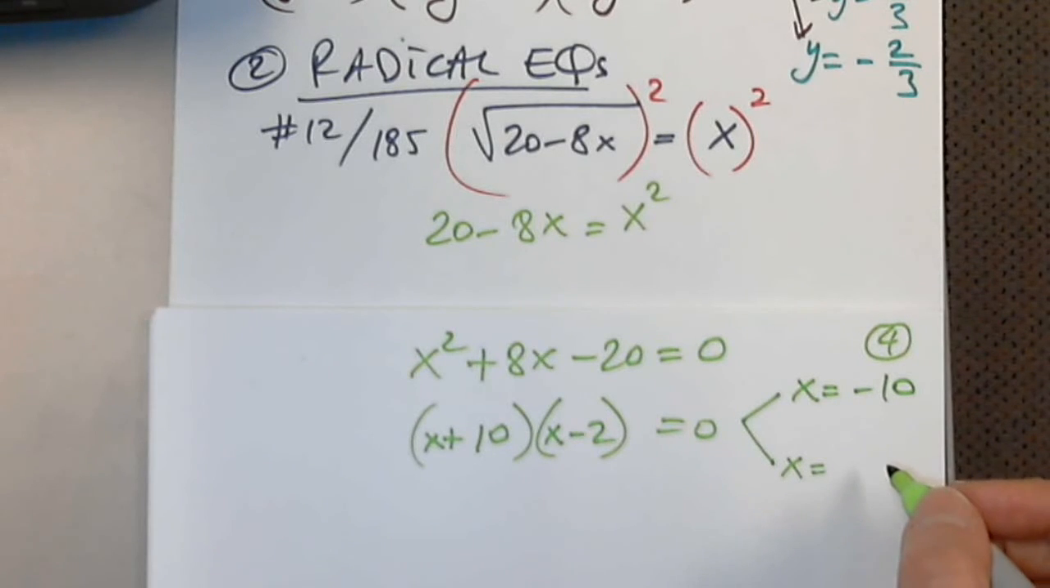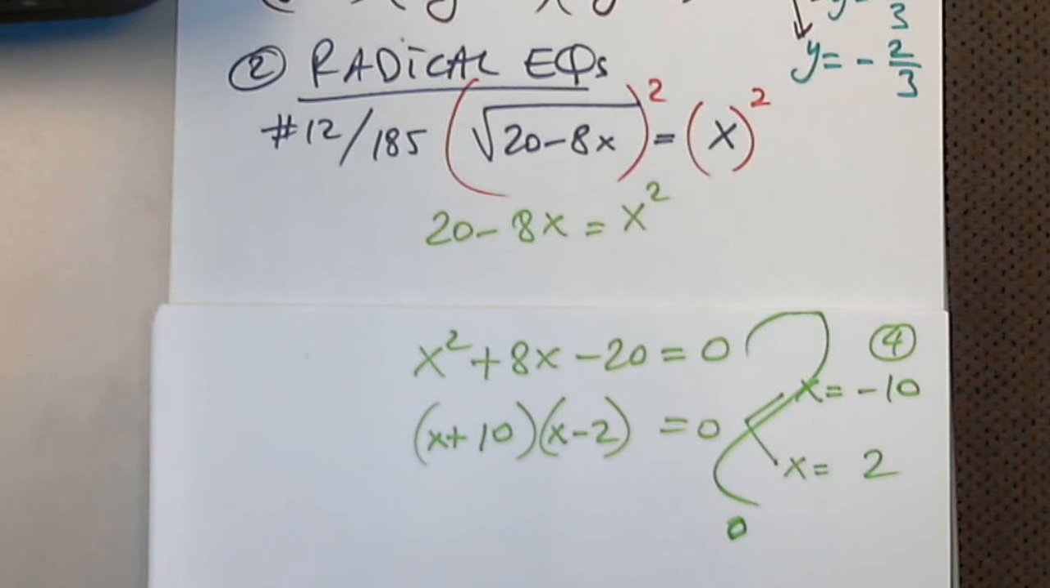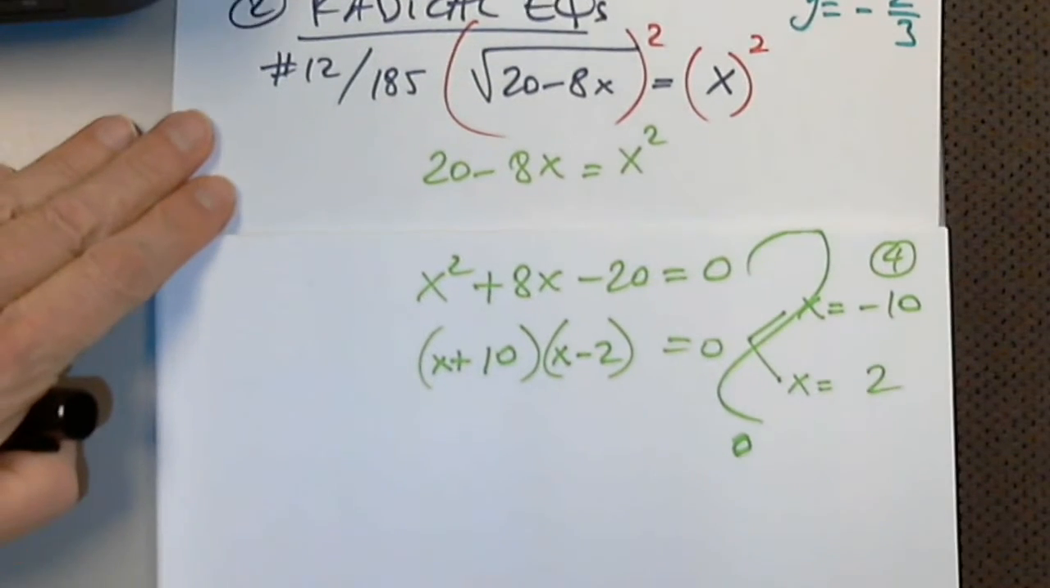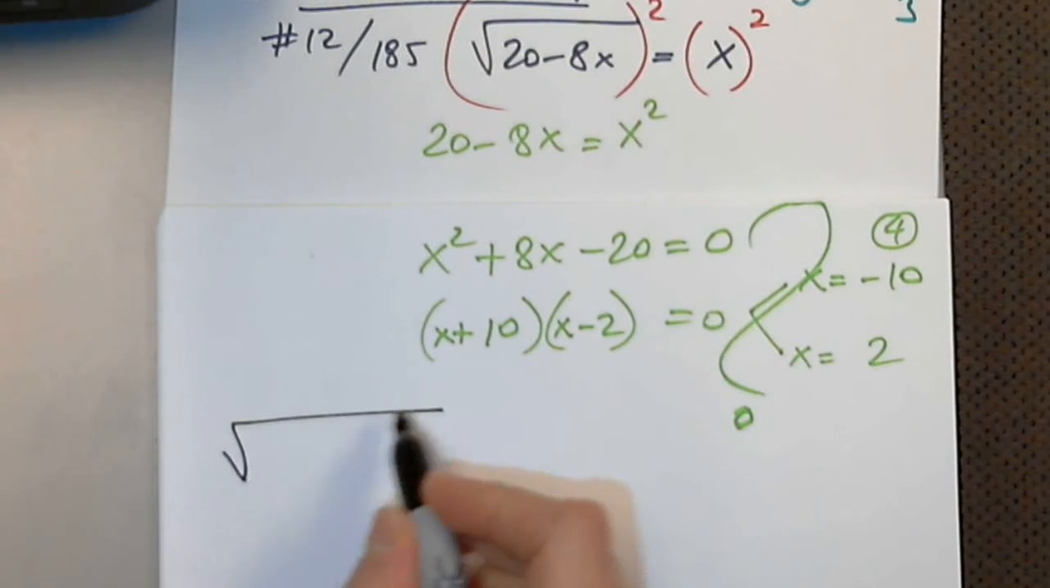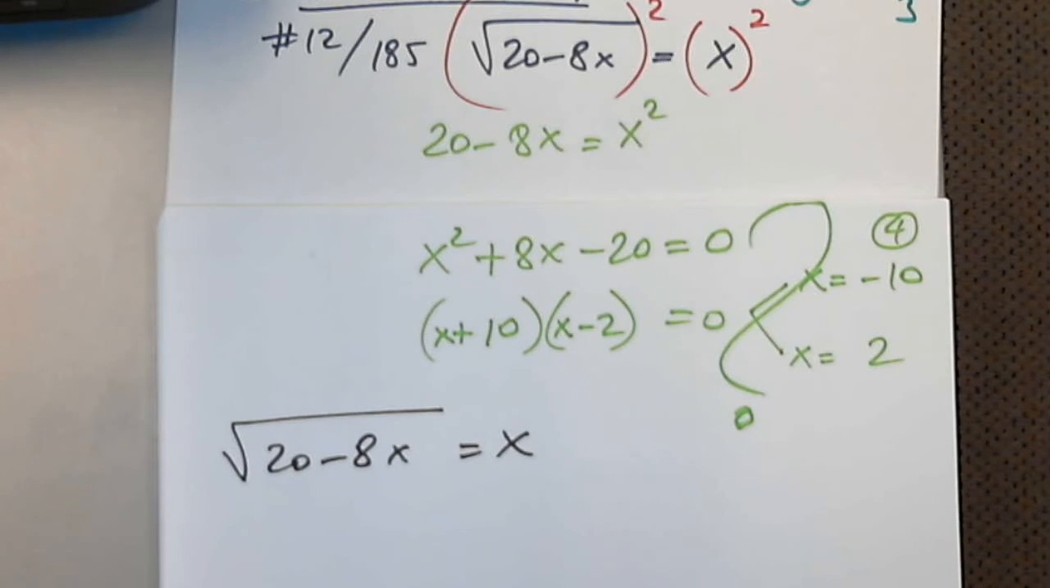Awesome. Remember, they come with a big question mark. I have no clue if these work or not. So I have to go back. It's mandatory. Go back to the original problem. This is the original problem. That's where I plug them in. So I'm checking 2. So let's do this together. 8 times 2 is 16. 20 minus 16 is 4, the square root of 4 is?